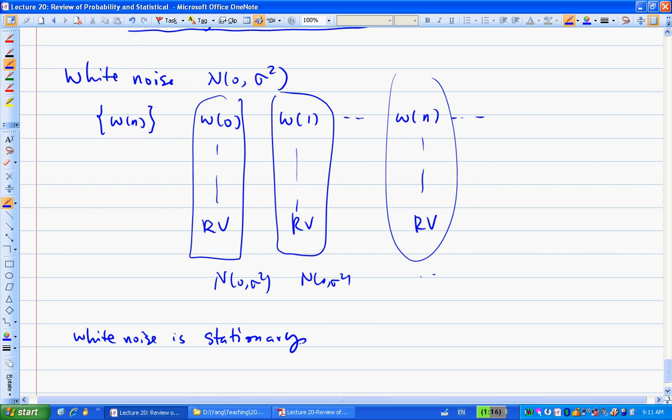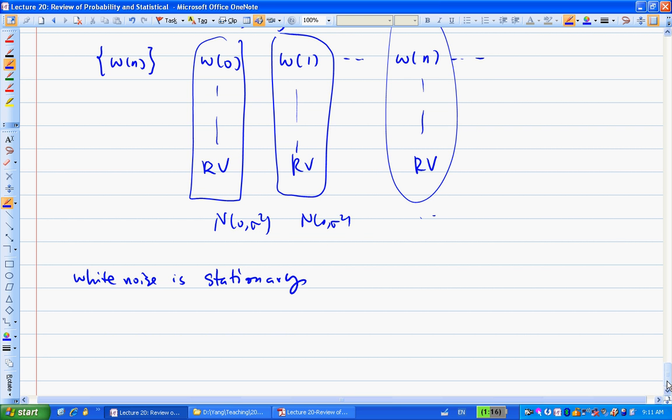Now, what's so particular about white noise? You probably learned this in 460. If you look at the spectrum of white noise, what do you see? It's flat, right? Now, your question is probably, is there such a thing as colored noise? Yes, there is colored noise.